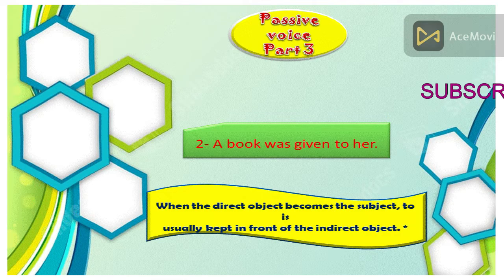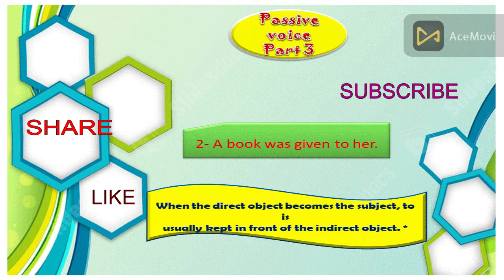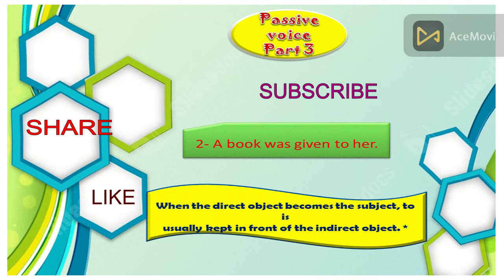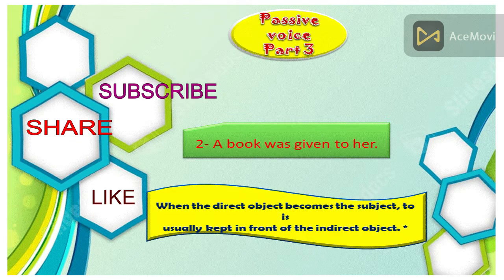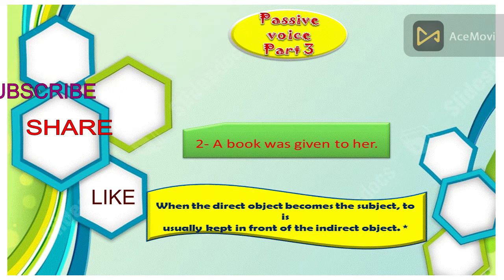When the direct object becomes the subject, to is usually kept in front of the indirect object. So to is the same as in the active sentence. If you put the direct object after the verb, you must use to or for after it. So I gave the book to her, the same. But to her, keep it as it is. So a book was given to her.